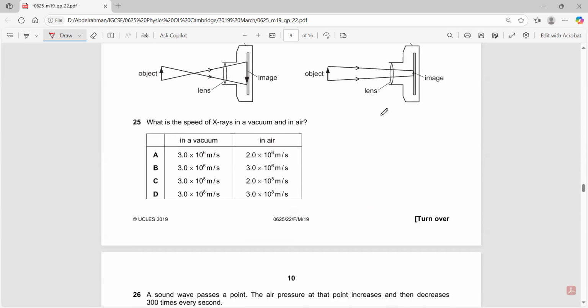What is the speed of X-rays in vacuum and air? 3 times 10 to the power of 8 meters per second.